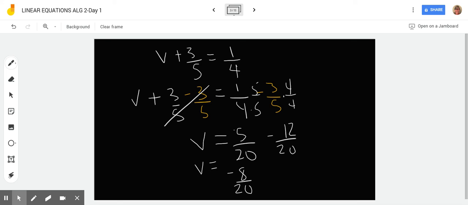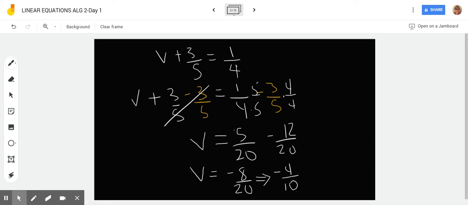We want to, by the way, that's really ugly. The V is not in the right spot. I would definitely have to move this. Okay, but we don't want this form. We need it to be reduced. So what is a number that goes into both 8 and 20? Now, if you said 2, you'd be correct, and then it would be -4/10.